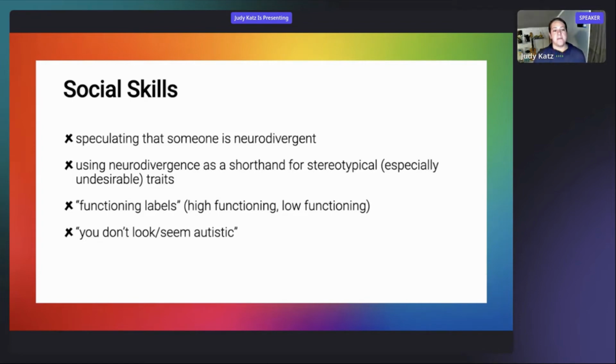Using functioning labels like high functioning or low functioning. This is part of the diagnosis structure these days, but it's something that a lot of autistics reject. And instead we might say something like, I am autistic and I have no daily support needs, instead of high functioning, or I am autistic and non-speaking, to indicate the specific types of support that are needed rather than saying low functioning and high functioning.